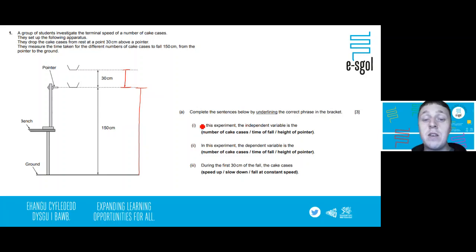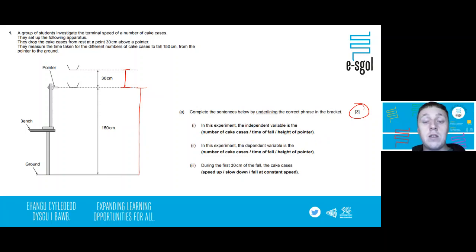The first question is 3 marks and it's an underline. So please underline rather than circle your answers and make it clear which one you're underlining. And please do not underline all the options. Make sure you decide on the correct one you want to underline.